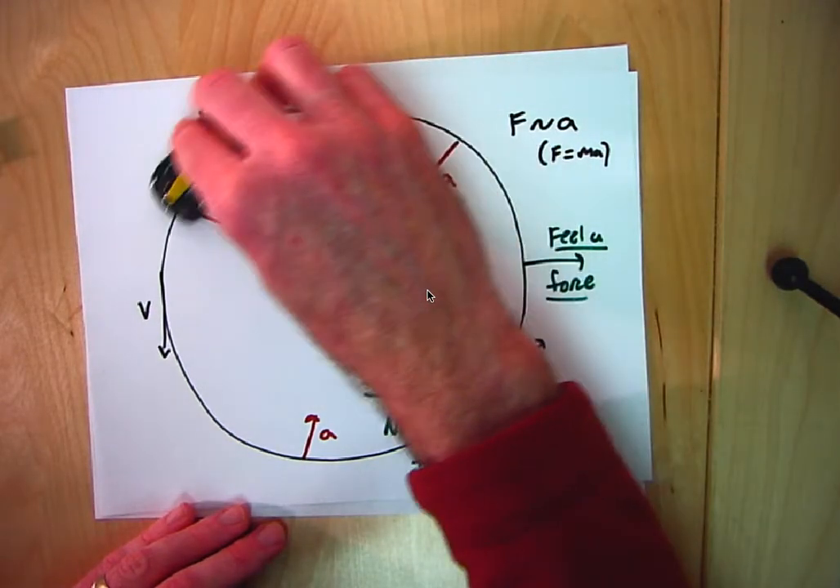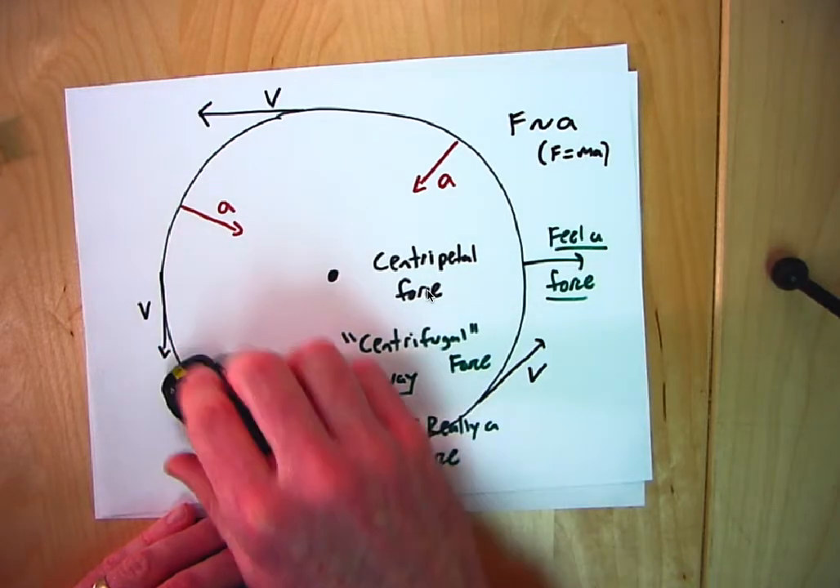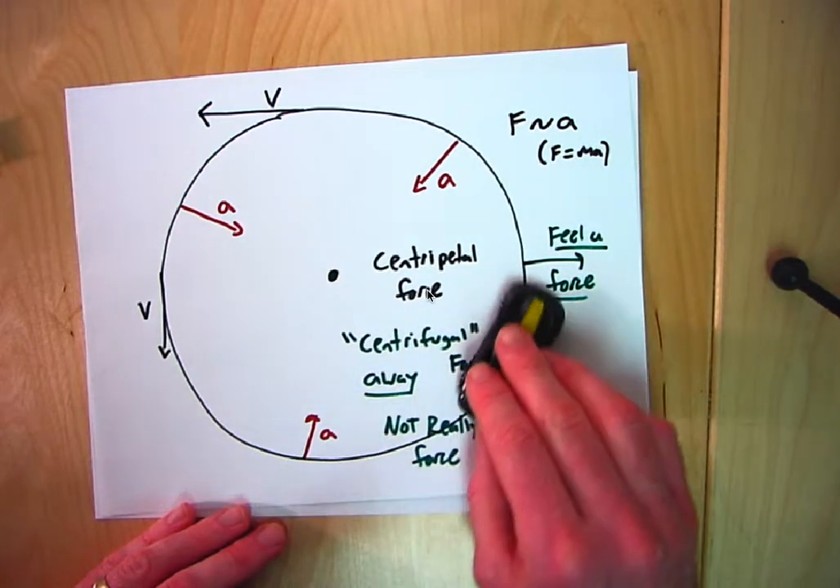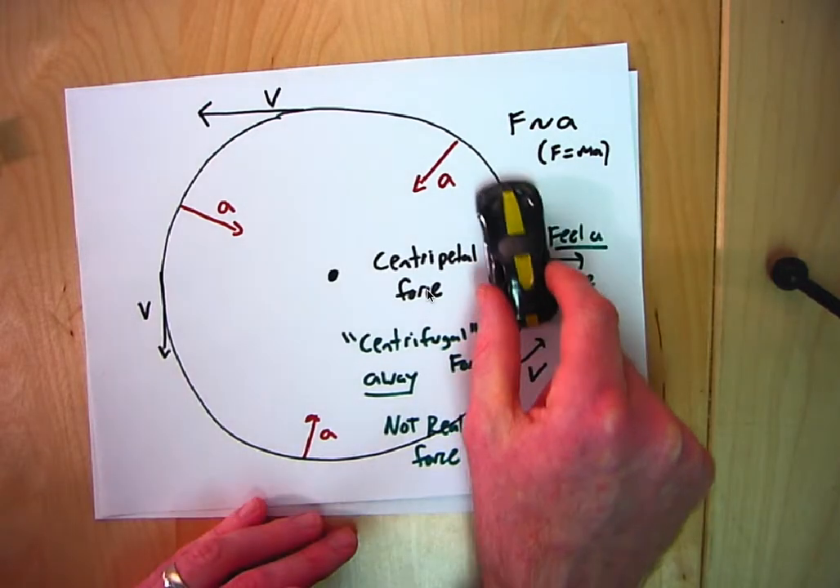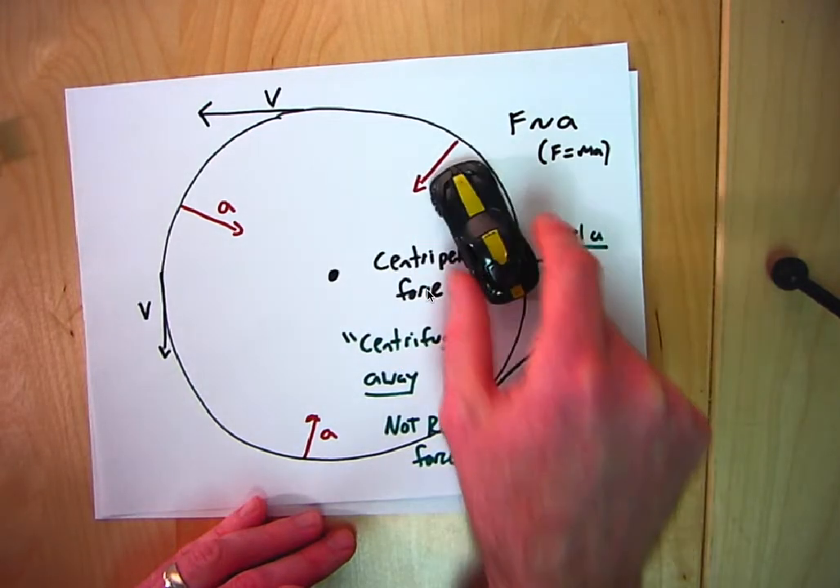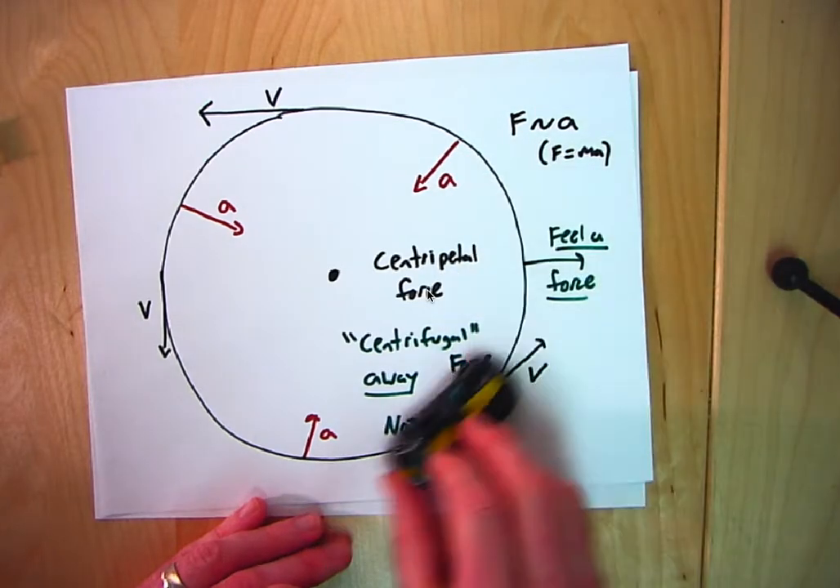Remember back to Newton's first law, inertia. Things want to keep going in a straight line. So as you come around the corner right here, your own inertia wants you to keep going straight. So the car is actually going to turn away from you, and you're going to feel like you're getting flung out of the car.